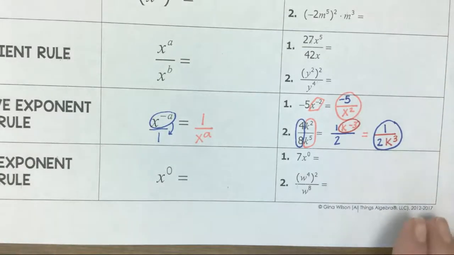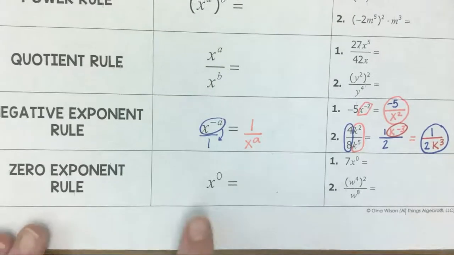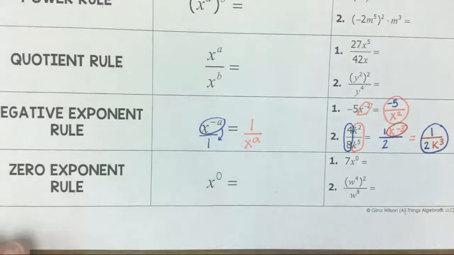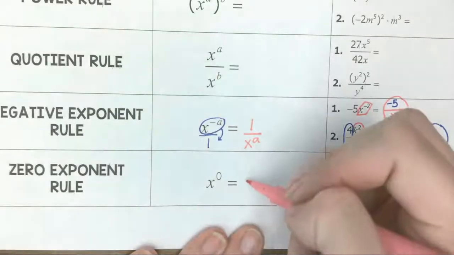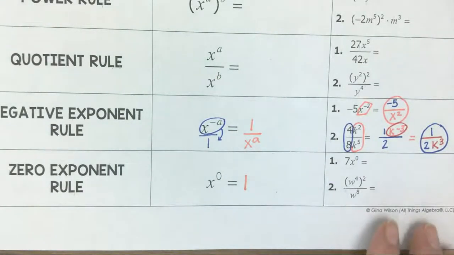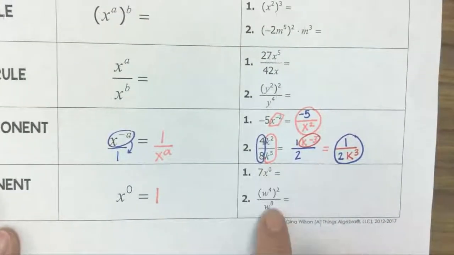The second rule is the 0 exponent rule. Now, anything to the 0 power, no matter if it's x, 1, 2, 1,000, it doesn't matter. The rule is anything to the 0 power is 1. So I'm going to use that idea to simplify these two expressions over here.